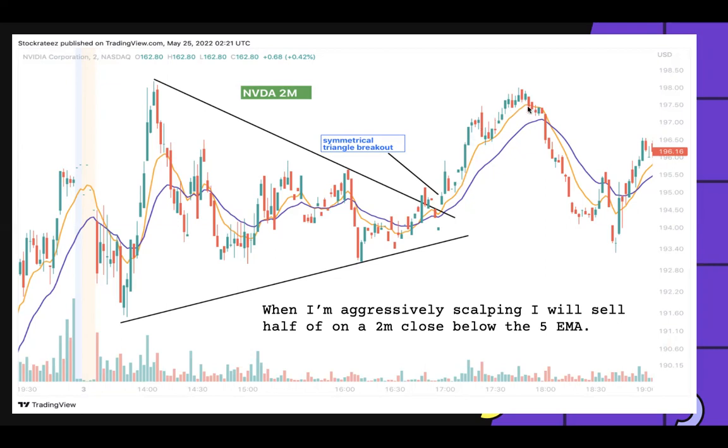As soon as it closes below the 5 EMA, then I might be out. Or what I could do is take half off when it closes below the 5 and then take the rest off when it goes below the 9.